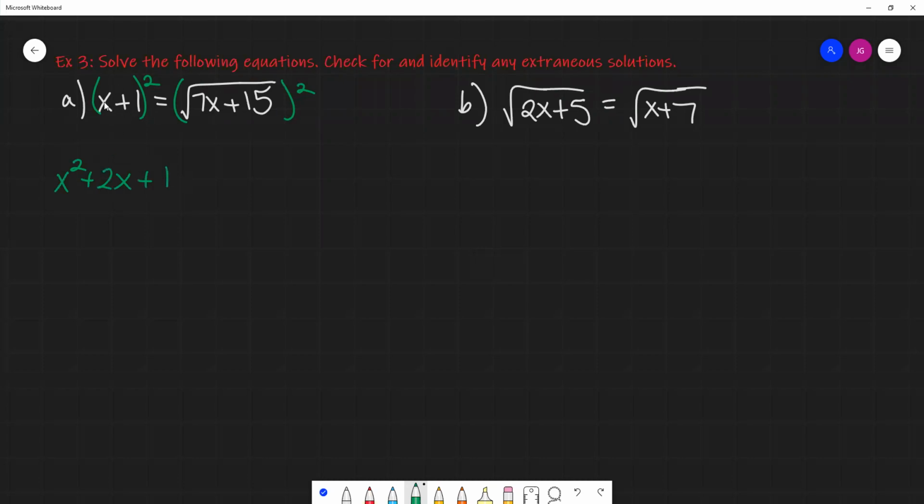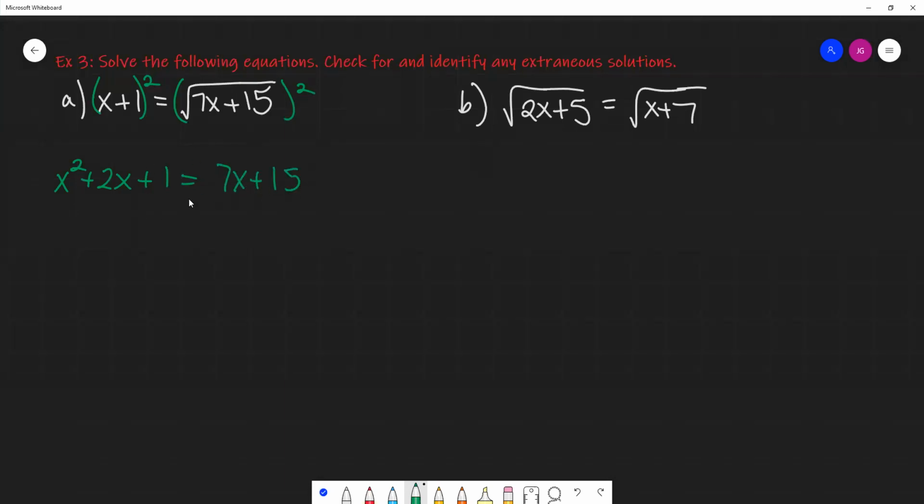I did that pretty quickly. So if you need to multiply this out yourself, go ahead and do that if you're still having trouble with it, right? We have to write it out like this and then distribute twice. Okay, so x squared plus 2x plus 1 on the left is equal to 7x plus 15.